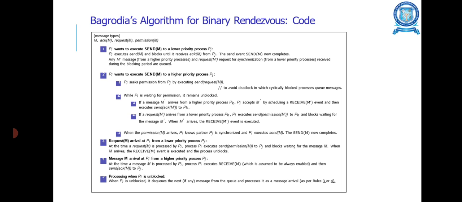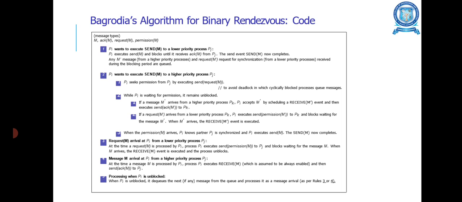First, we describe the message types: M, acknowledgement of a particular message, request of a message, and permission of a message. After that, Pi wants to execute send of M to a lower priority process Pj. Suppose Pi wants to execute send of the message to a lower priority process, then Pi executes and blocks until it receives an acknowledgement from Pj.